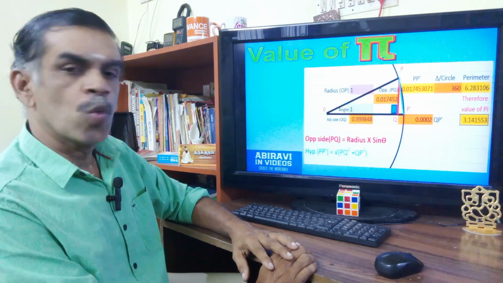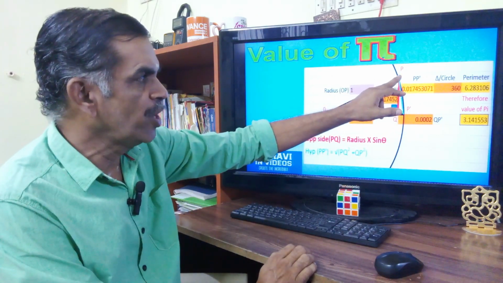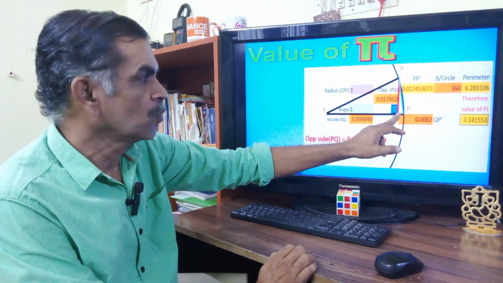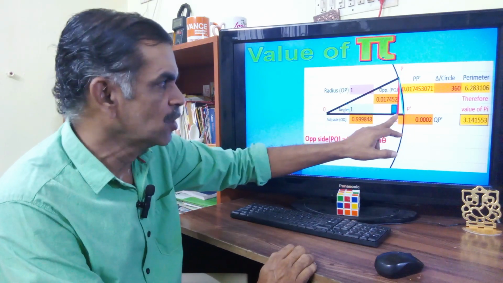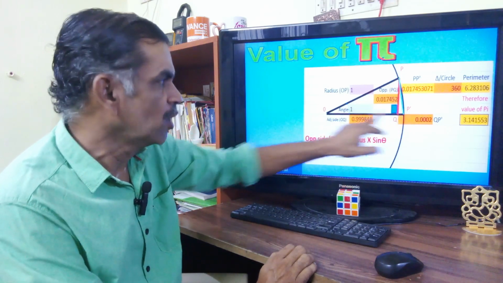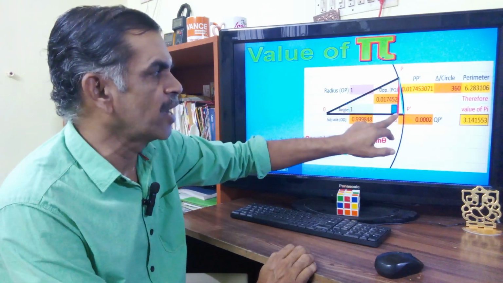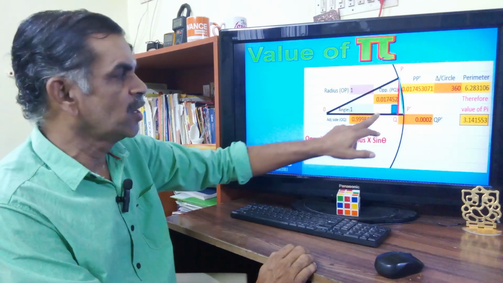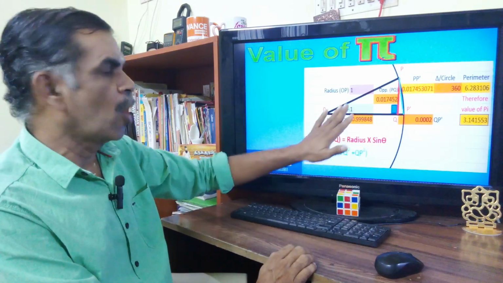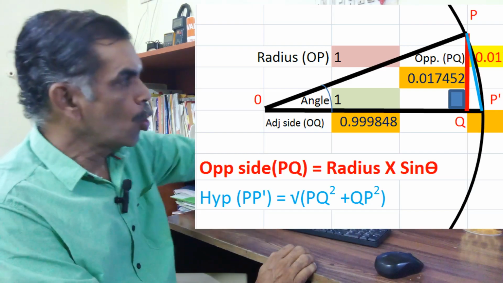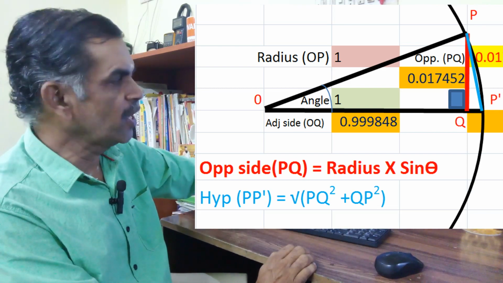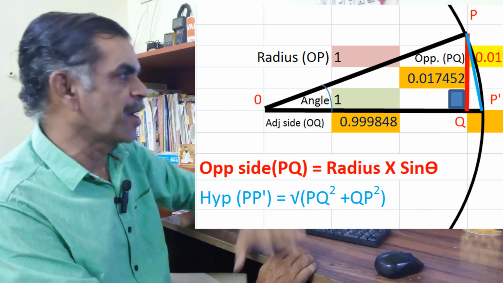Now in this circle, we draw a vertical line PQ to this OP dash. This line meets OP dash at Q, and we call this line PQ. We draw the PQ line at 90 degrees to OP dash. So now it forms the triangle OPQ, a right angled triangle. This angle is 1 degree, and this angle is 90 degrees.